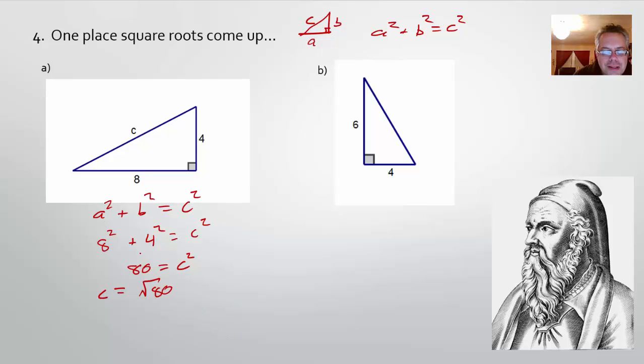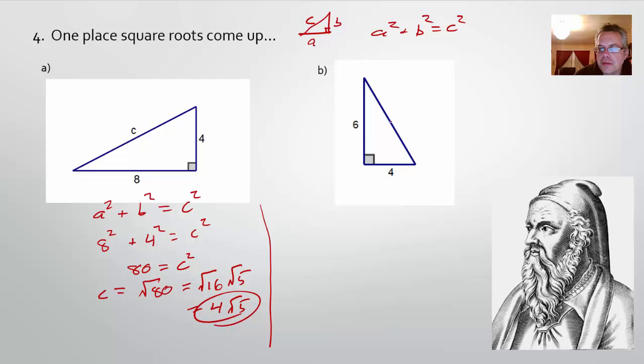And now we can simplify that. What goes in there? 16 goes into that. So this is square root of 16 times square root of 5, which is 4 square root of 5. That's the professional answer. If I wanted a decimal, I could have used my calculator, but we wanted a simplified radical.